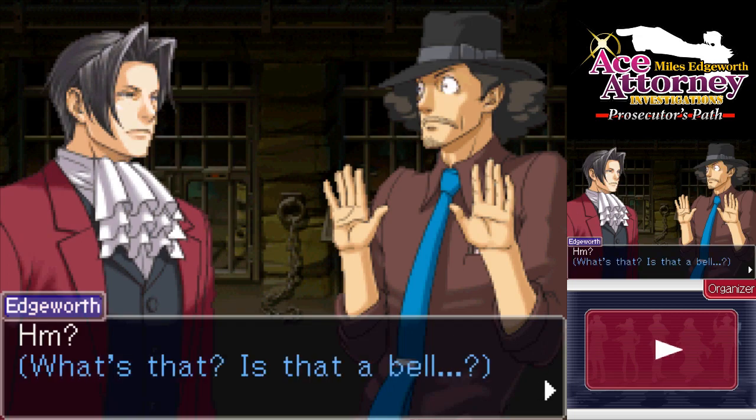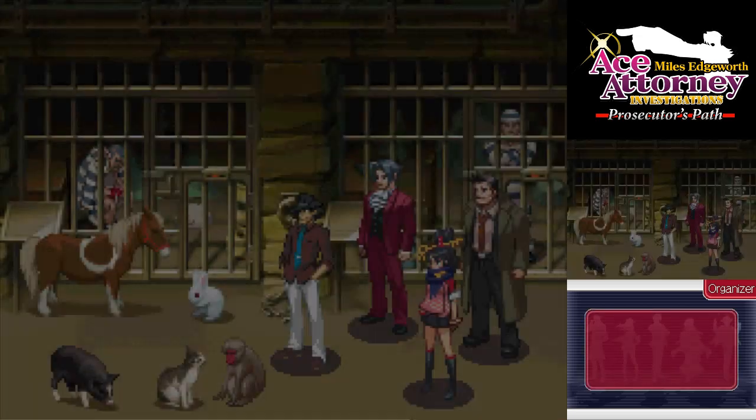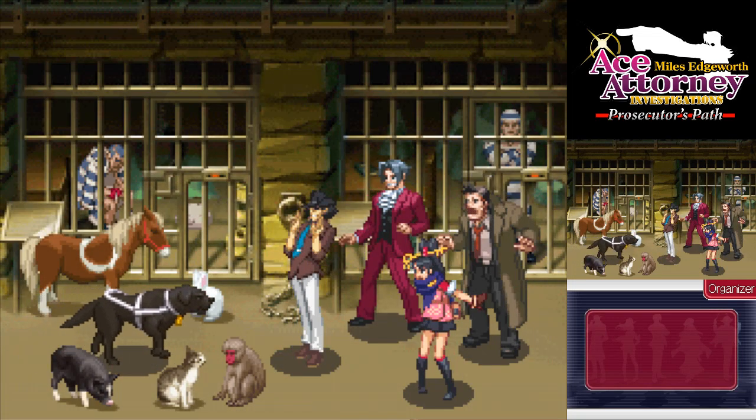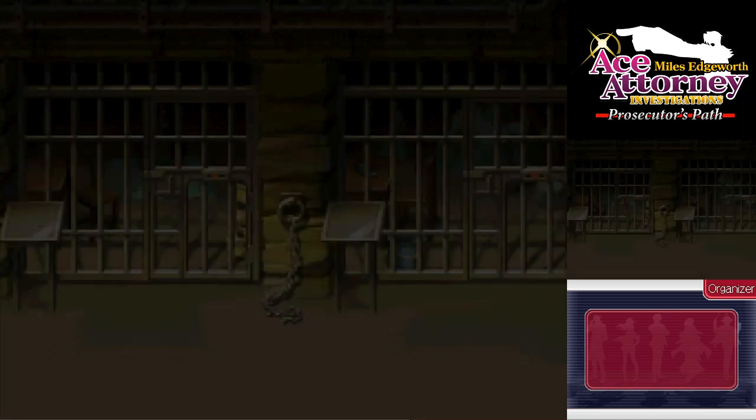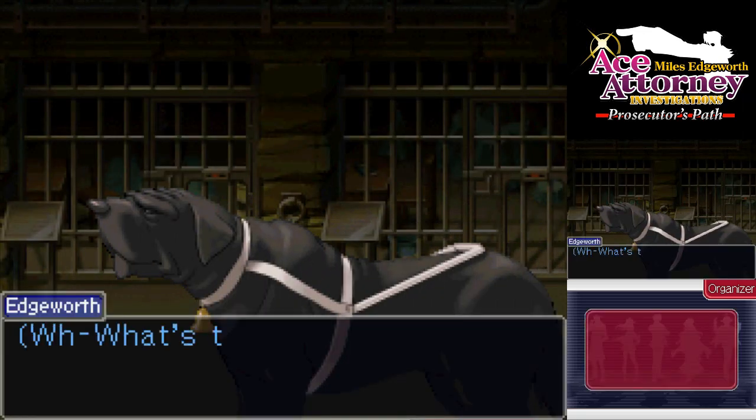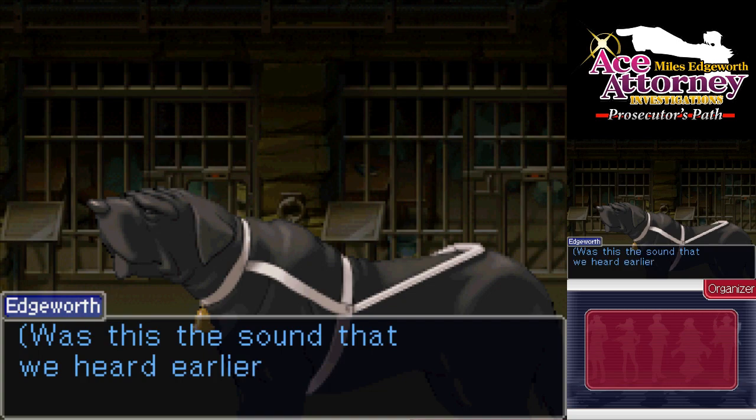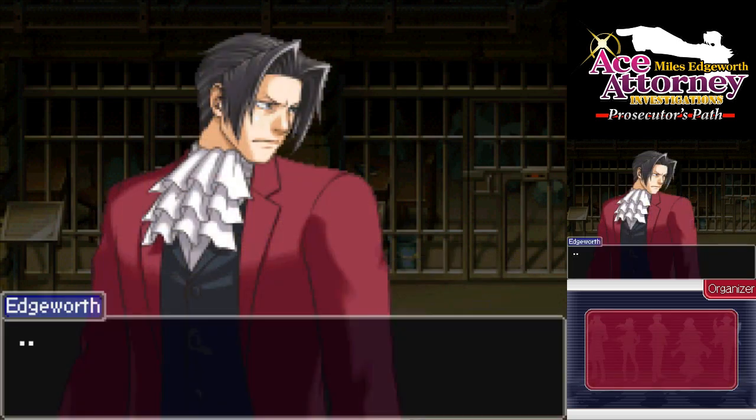Oh? What's that? Is that a bell? What's that? It's a doggo. What's this? This dog? It has a bell on its collar. Was this a sound that we heard earlier?